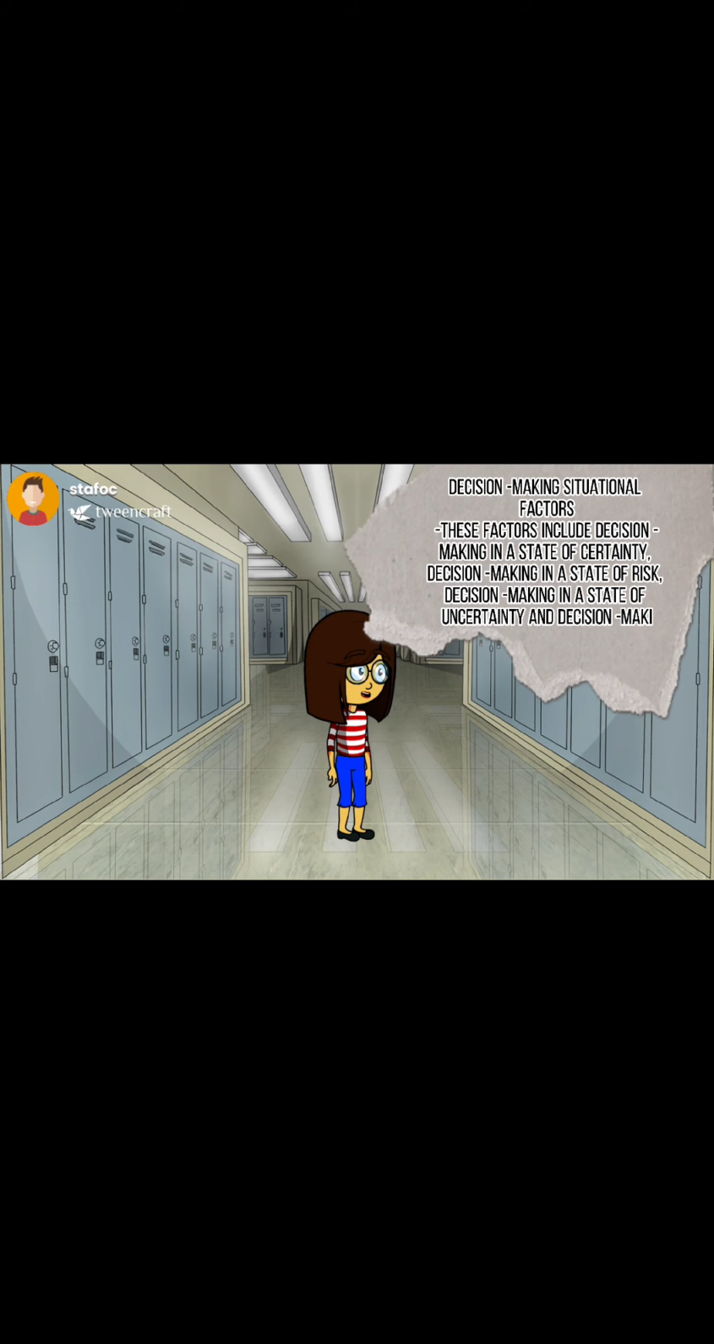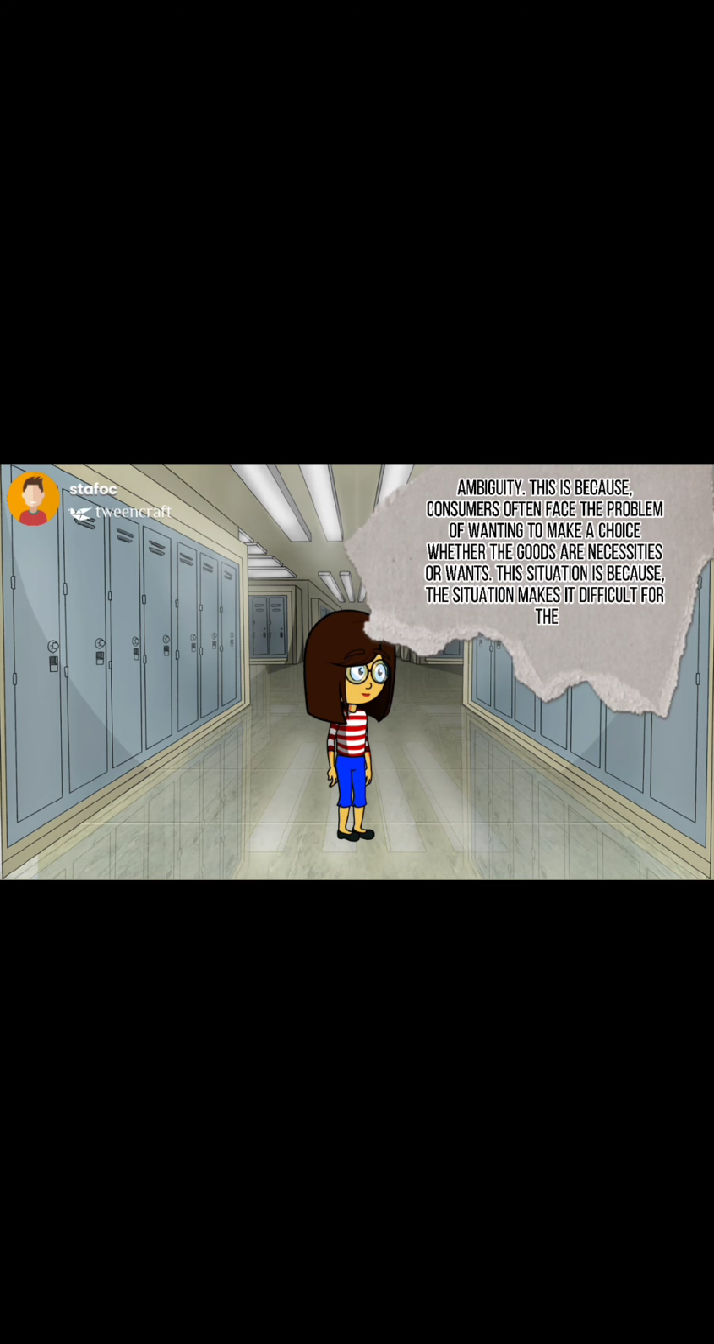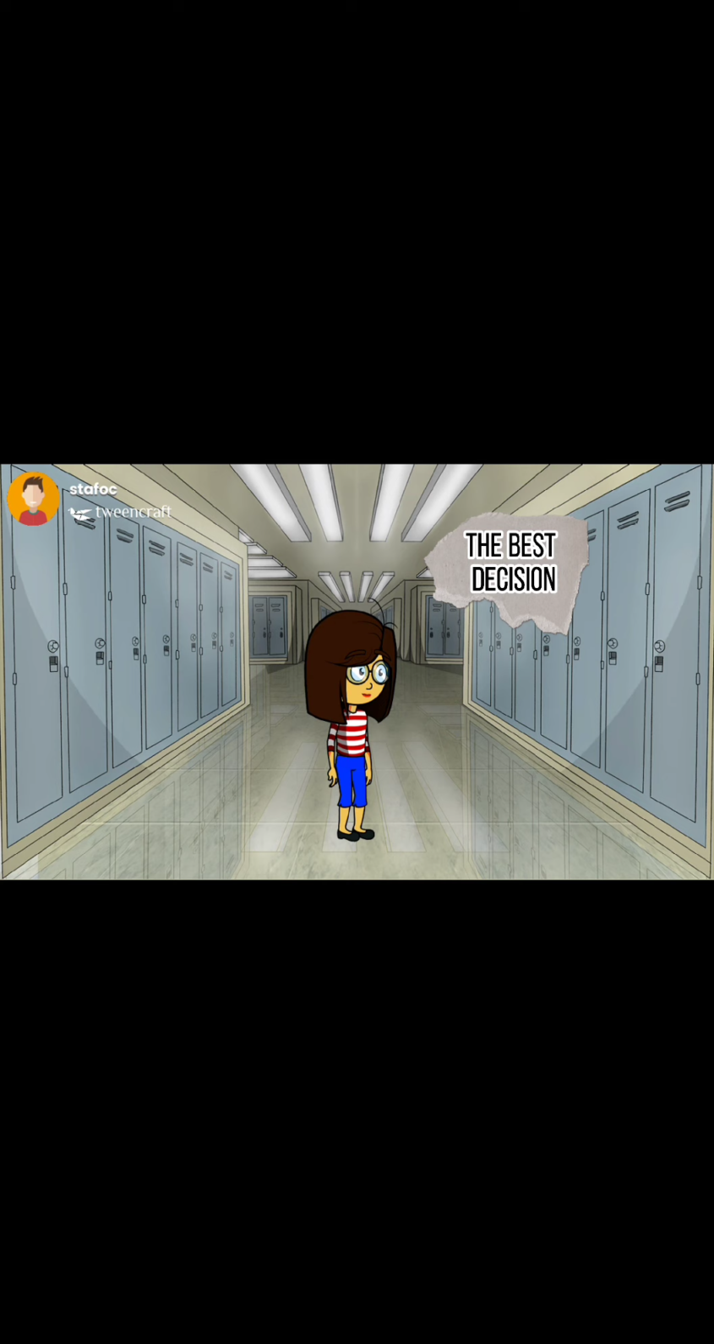Decision-making situational factors. These factors include decision-making in a state of strain, decision-making in a state of risk, and decision-making in a state of ambiguity. This is because consumers often face the problem of wanting to make a choice whether the goods are necessities or wants. This situation makes it difficult for them to make the best decision.